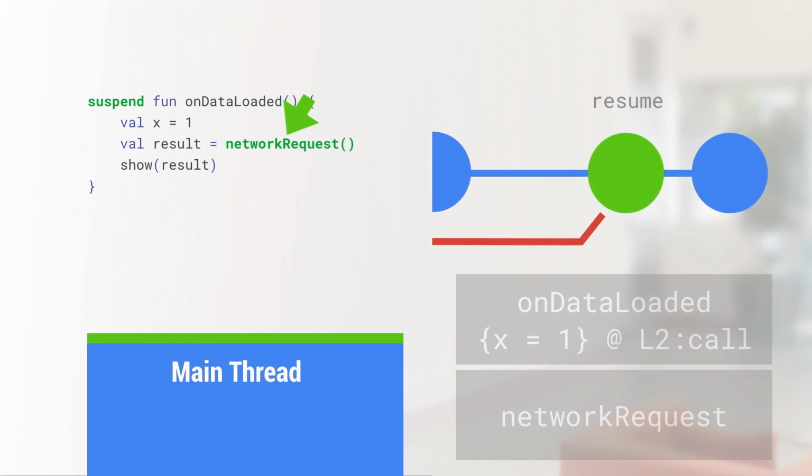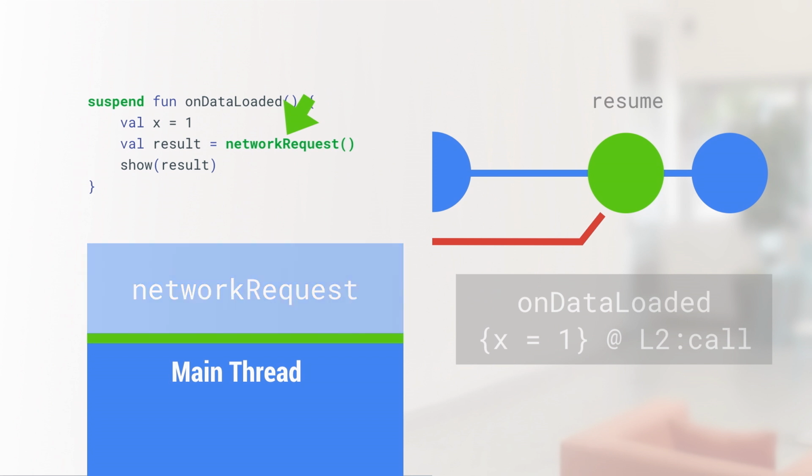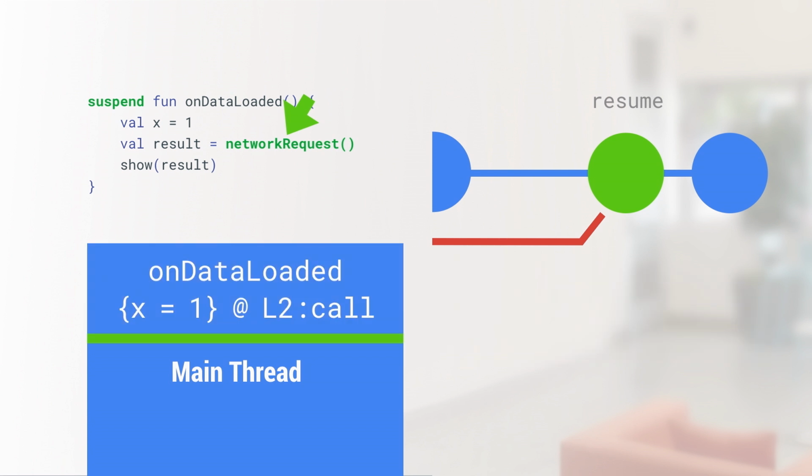The result is ready. The coroutine dispatcher will resume the coroutines where they left off. First, it'll resume network request. Once network request processes and returns the data, the dispatcher will resume onDataLoaded. Note that when onDataLoaded resumes, it's still in the exact same place. It doesn't start from the top of the function like a normal function call. Instead, it resumes where it left off. The local variable x is still set to 1. Our coroutine can now continue, assigning the result to a local variable and showing it to the user.